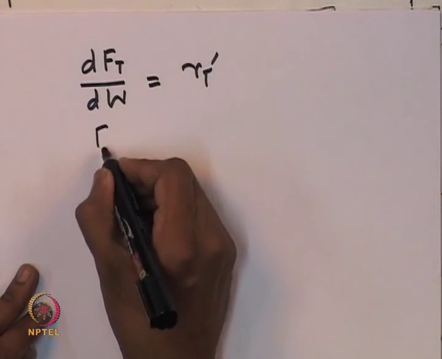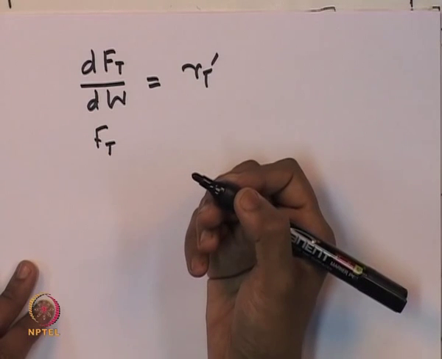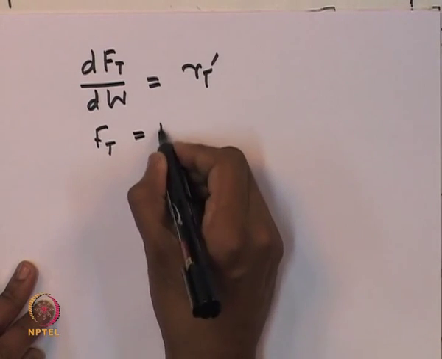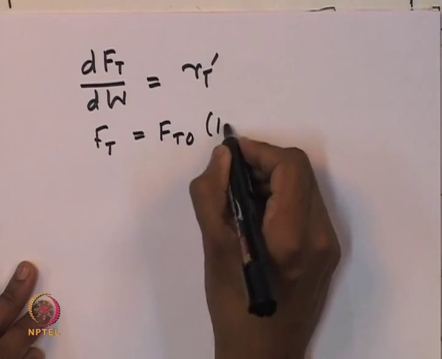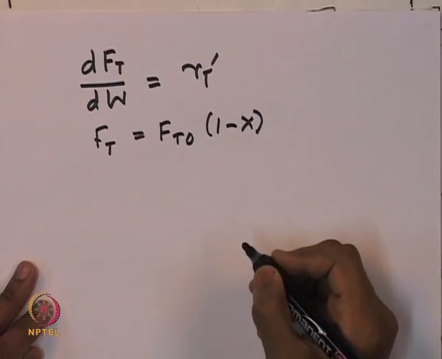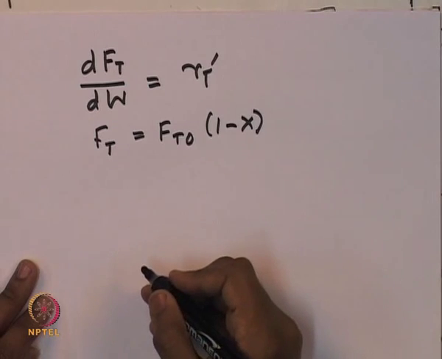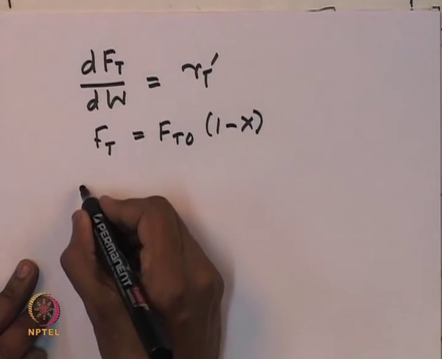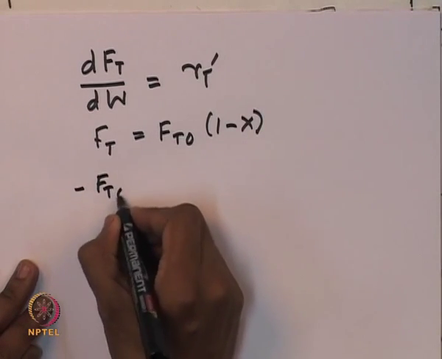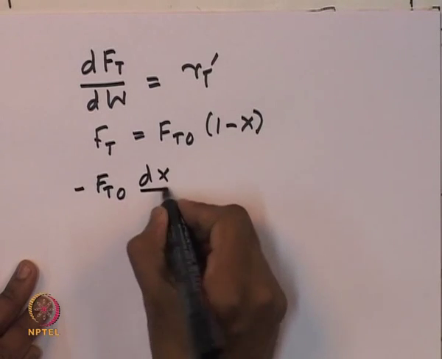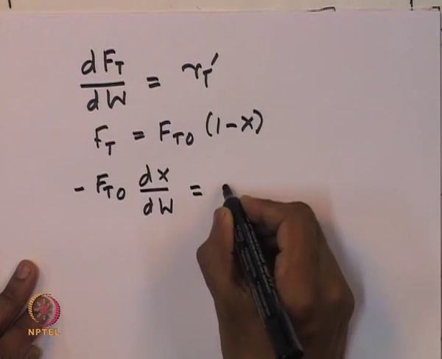Now, FT can be written in terms of the conversion, that's equal to FT naught into 1 minus X. So, substituting the expression for the relationship between the molar flow rate of toluene and conversion, we can rewrite this as minus FT naught into dX by dW equal to RT prime.